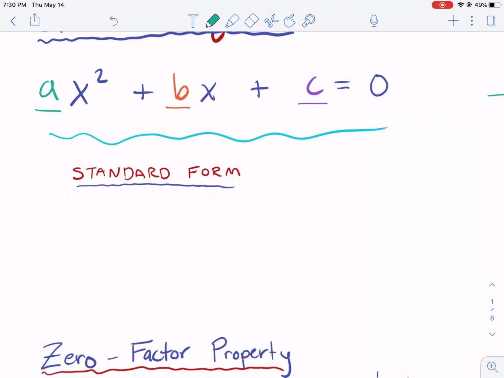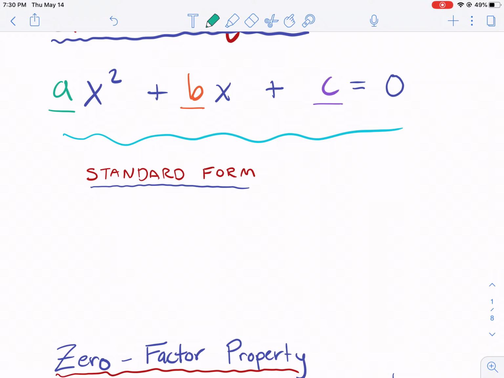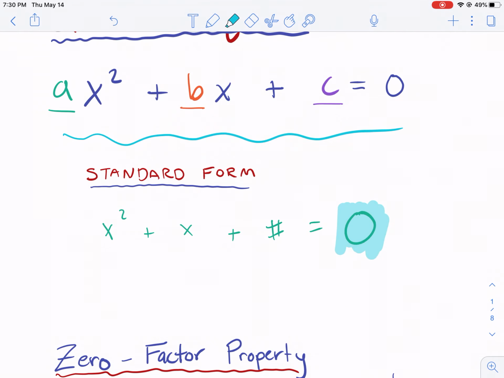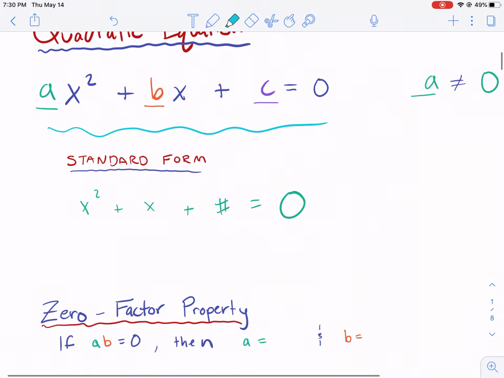Now, when we're talking standard form, we're talking about decreasing order. So the x squared needs to be first, the x needs to be second, and then the number, whatever it is, we'll just put number here for a second just so you understand what I'm talking about. It needs to be third, and it needs to be equal to 0. This is an important part. You want it equal to 0 because this will help you do some factoring, and then you can find some values for x. So setting it equal to 0 is really important. That's really what we're considering standard form. That's why it's written here too. It has to be set equal to 0.